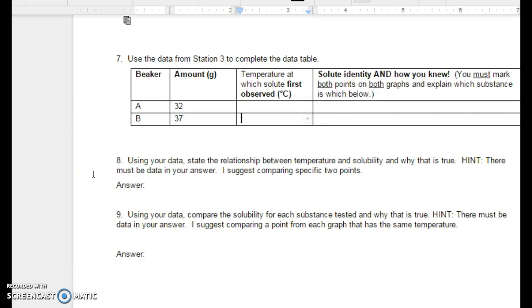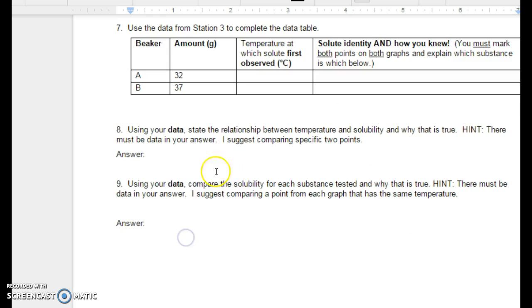Using your data, state the relationship between temperature and solubility and why that is true. So in other words, why when temperature goes up, solubility goes blank, why? Using your data, so I need numbers in your answer from above, probably from parts 1 and 2. Compare the solubility of each substance tested and why that is true. So there must be data in your answer.